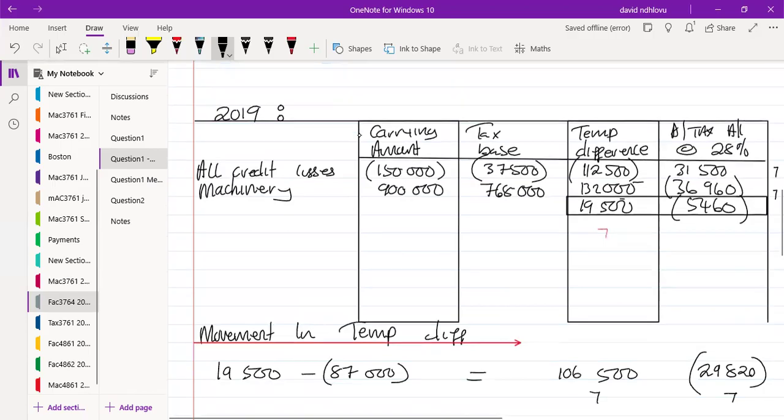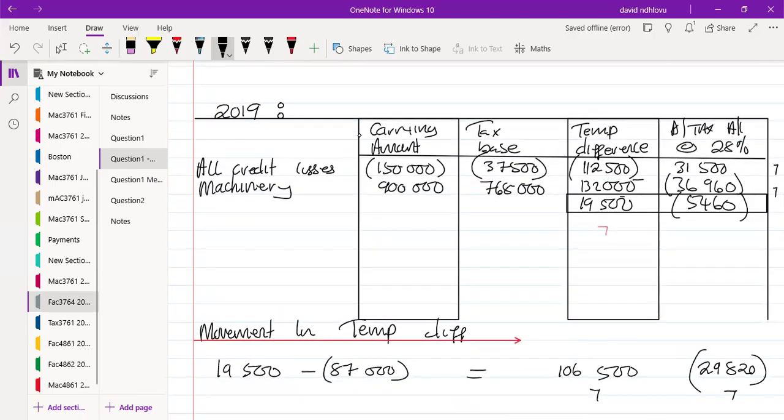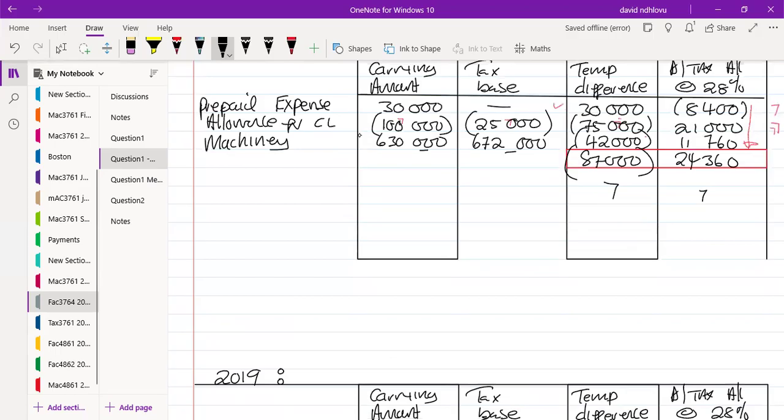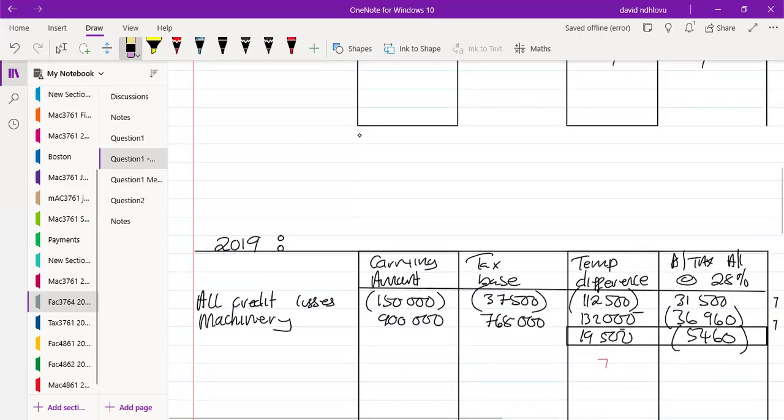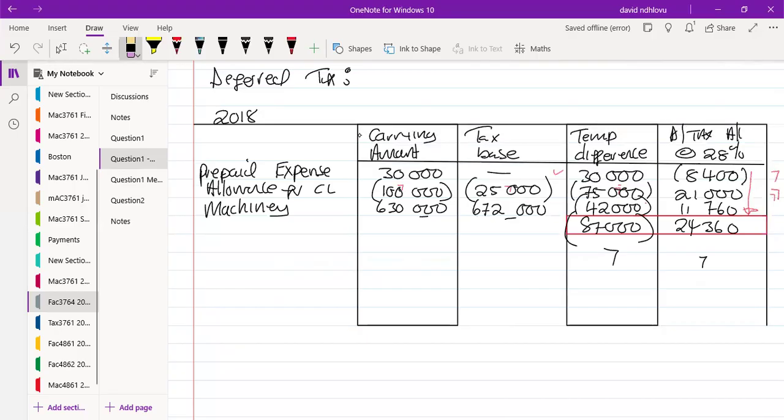Or, sorry, you start with the current year. I have now a deferred tax of 5,460 negative, less the deferred tax in the prior year, which was 24,360 positive, right? What am I going to get? 29,800 and 40, which is a negative amount. Right, so for the 8 marks that we're looking for, this is what we were expected to compile. Are we clear, good people? Are we on the same page?